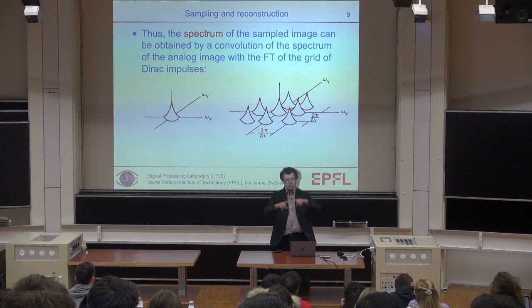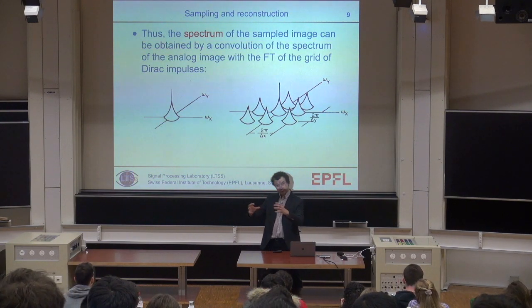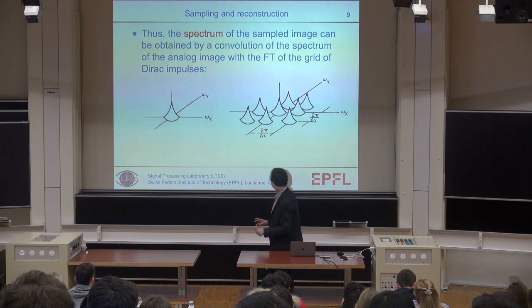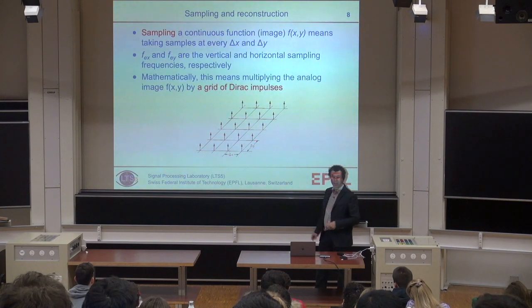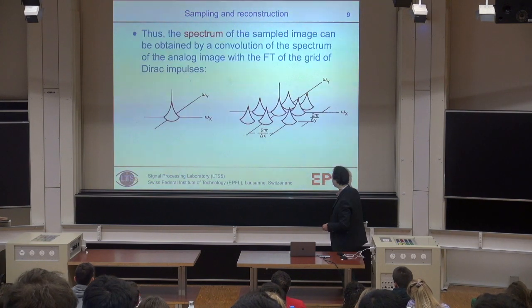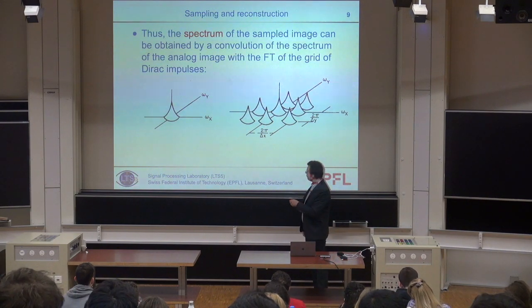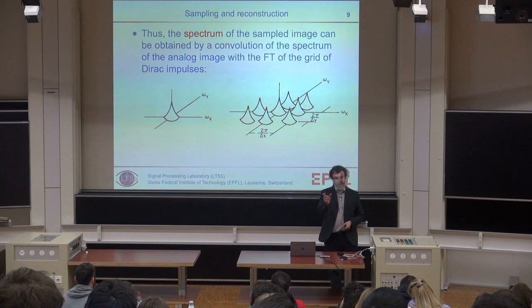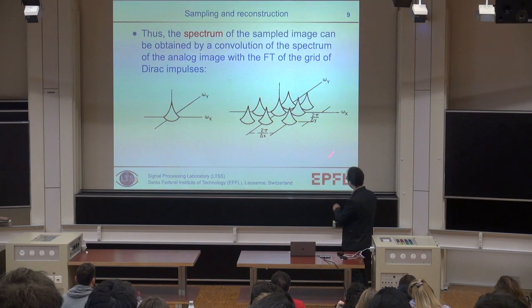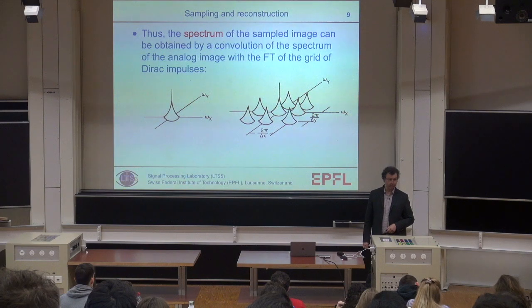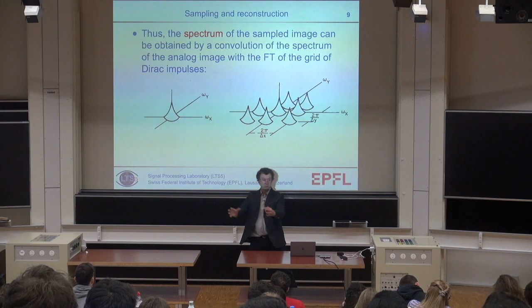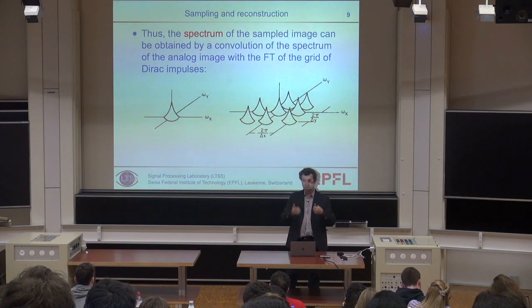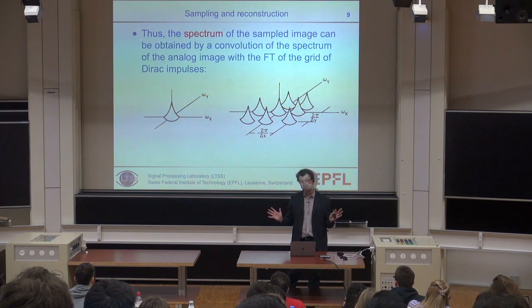So the spectrum of your reality gets convolved by the Fourier transform of the grid, and the Fourier transform of the grid is a grid. If I have my grid with delta x and delta y as spacing, I end up with a frequency grid with spacing 1 over delta x and 1 over delta y in frequencies, or 2 pi over that in pulsations. And so my original spectrum gets convolved, which means repeated at the location of the different impulses in the Fourier transform of the grid. Clear for everybody or almost everybody?